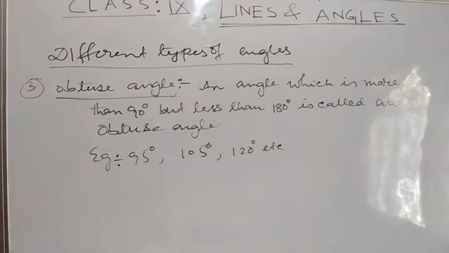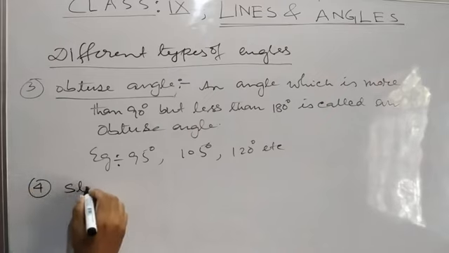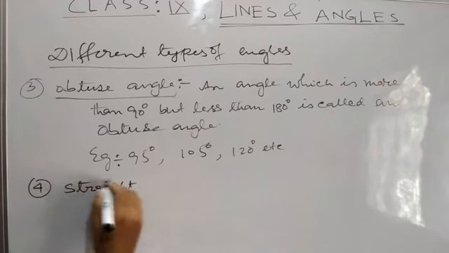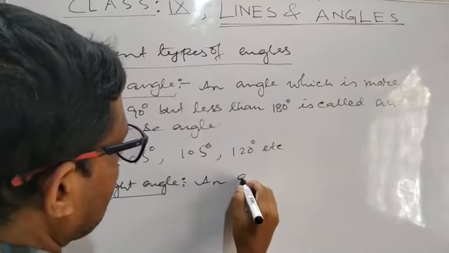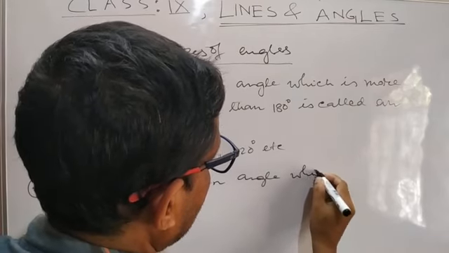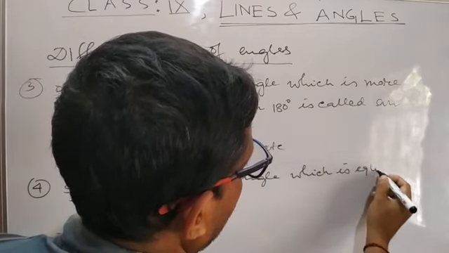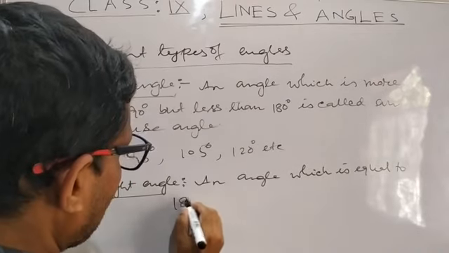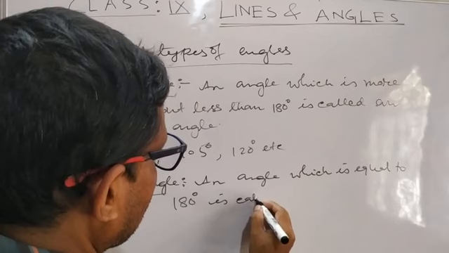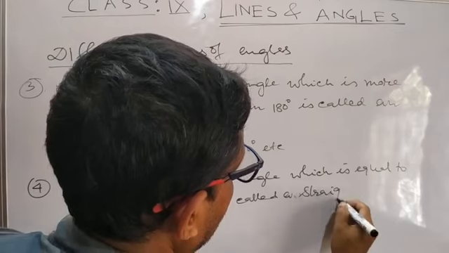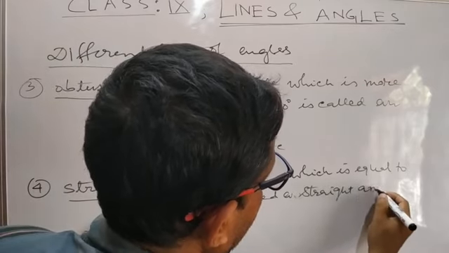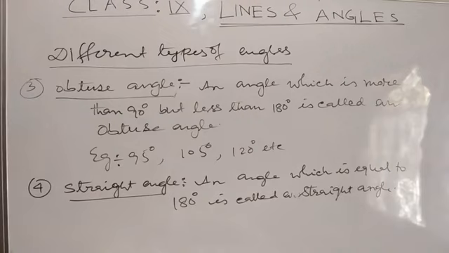Next, straight angle. An angle which is equal to 180 degree is called a straight angle. An angle which is equal to 180 degree is called a straight angle.